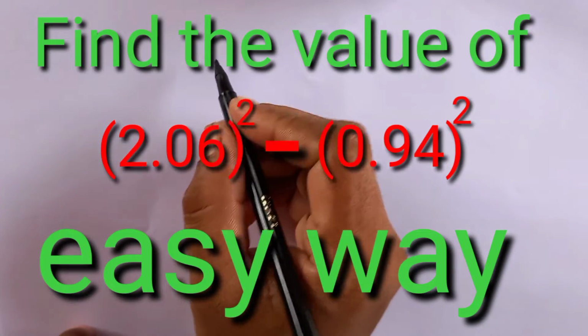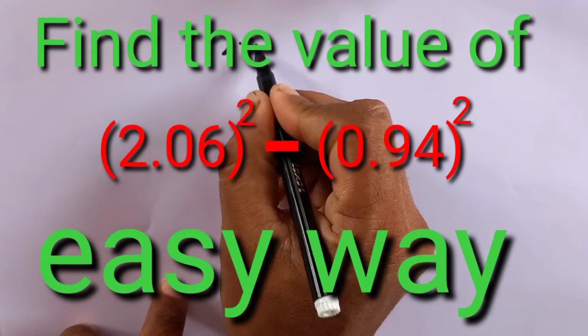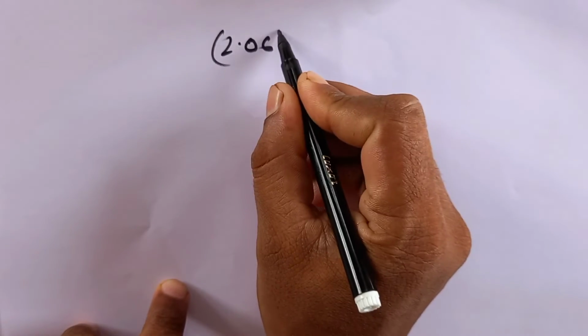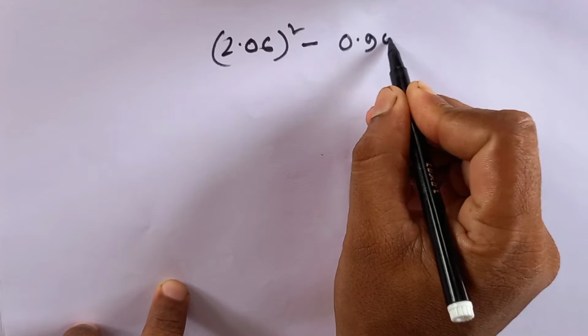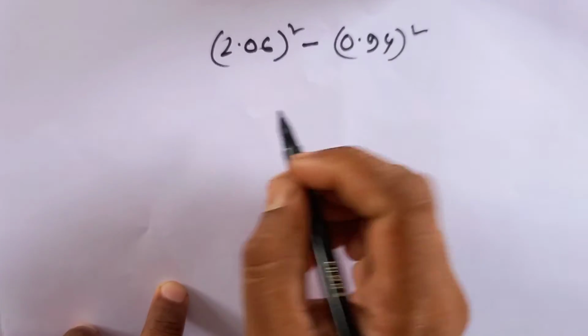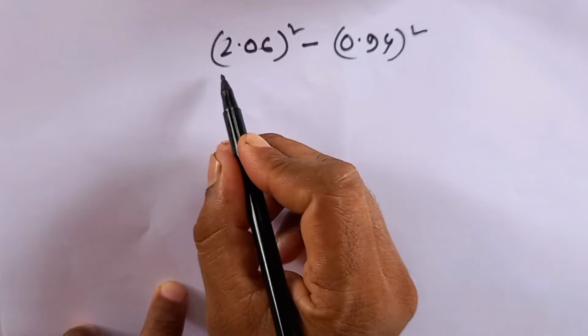Today I will show you how to calculate 2.06 square minus 0.94 square. How to calculate this?